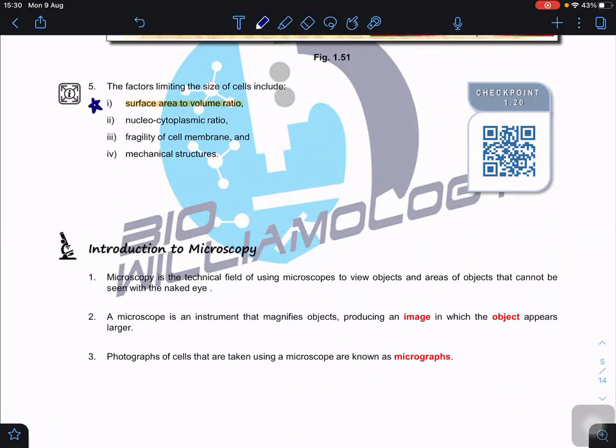When the surface area to volume ratio is high, it means that the transport, or we say the diffusion, will take place at a higher rate. When something is big in size, the surface area to volume ratio will be low. That's why we cannot have very, very big cells. Are you clear? Big cells.